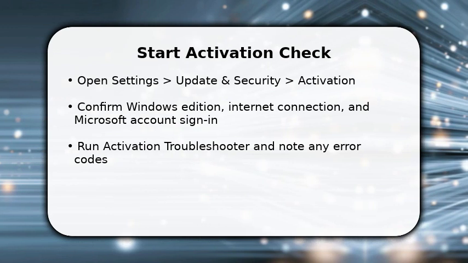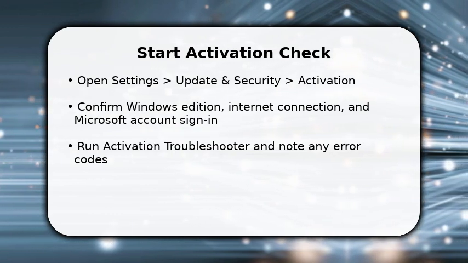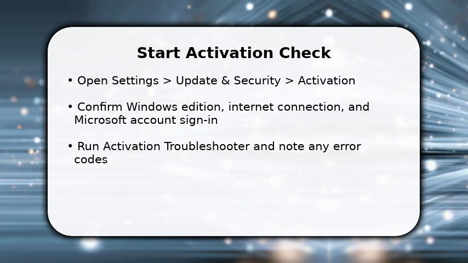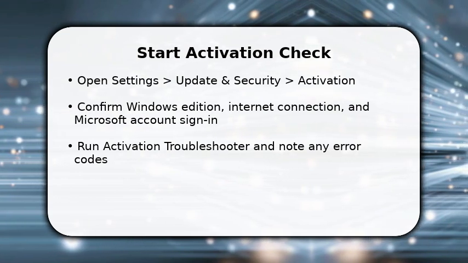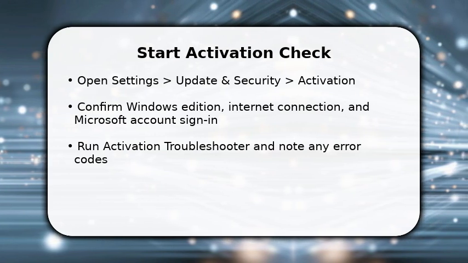Run the Activation Troubleshooter now. It detects common faults and often fixes missing digital licenses automatically. If it shows an error code, write it down for the next step.